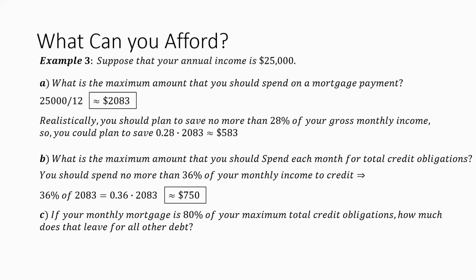Now, finally, let's say that we want to have 80% of our allowed or recommended monthly credit going towards our mortgage. How much does that leave us for other things? So to figure out how much we are going to be putting towards our mortgage, we take that recommended credit amount of $750, we times it by 0.8. So we're planning on spending $600 towards our mortgage, so a little bit more than the recommended amount.